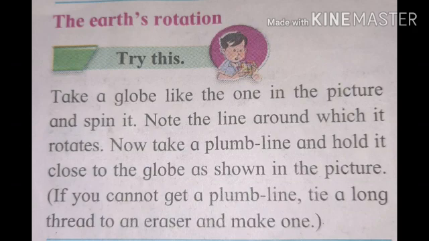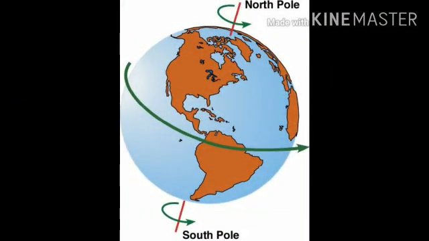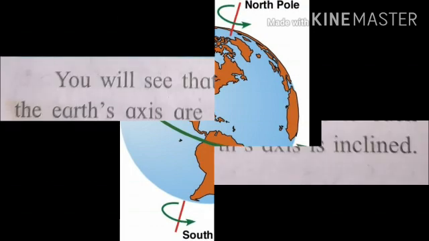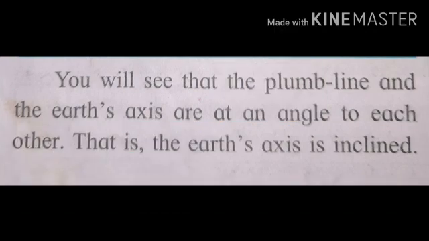Now students, this activity needs a globe. If you do not have a globe, just go through the pictures shown here on page number 6. In that picture you can see the plumb line where the globe is being held, and you can also see the North Pole and the South Pole, and how the Earth rotates. Next, you will see that the plumb line and the Earth's axis are at an angle to each other. That is, the Earth's axis is inclined.